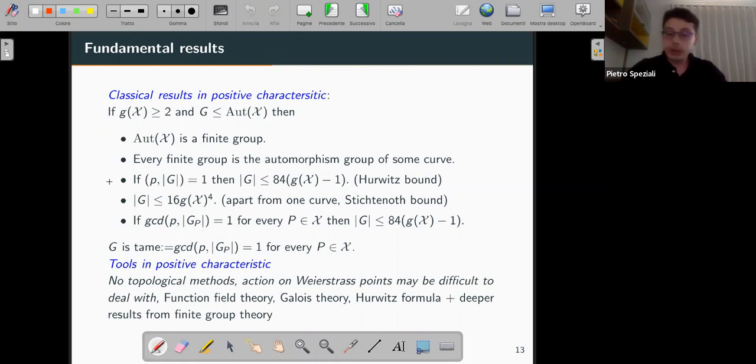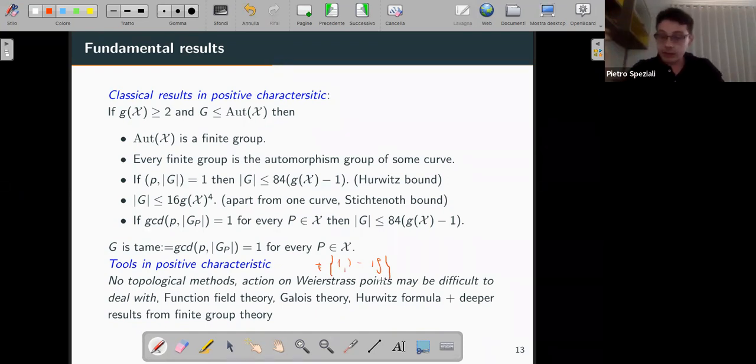So what are the tools we may use? As I mentioned, we have no topological methods. You may think we will have Weierstrass points, but the action on Weierstrass points may be difficult to deal with because we may have non-classical curves, meaning curves whose generic gap sequence is different from 1 to g. So sometimes you don't even know if your point is actually a Weierstrass point. You are studying the action on an orbit, but you don't know much.